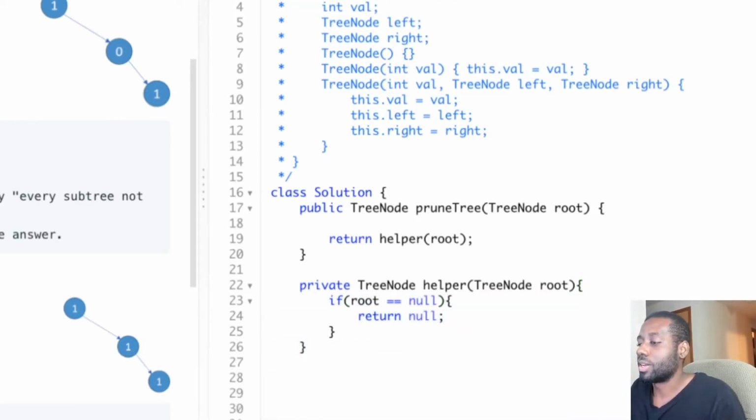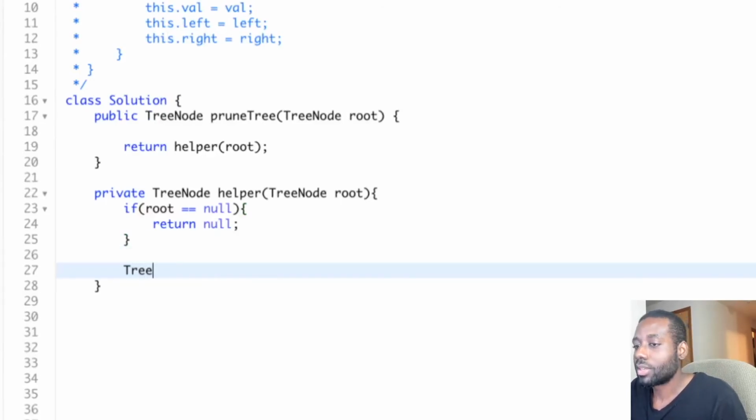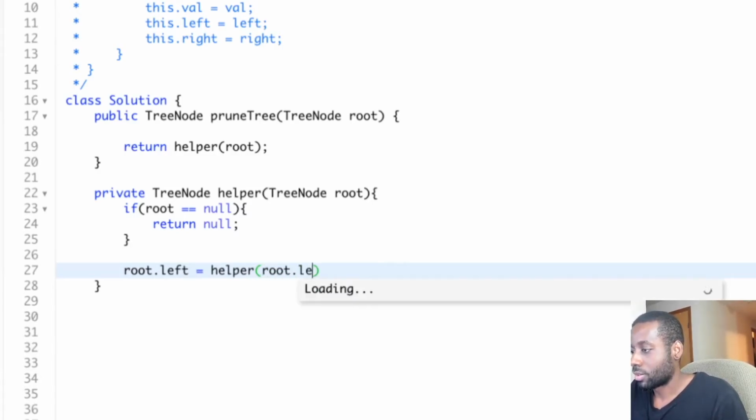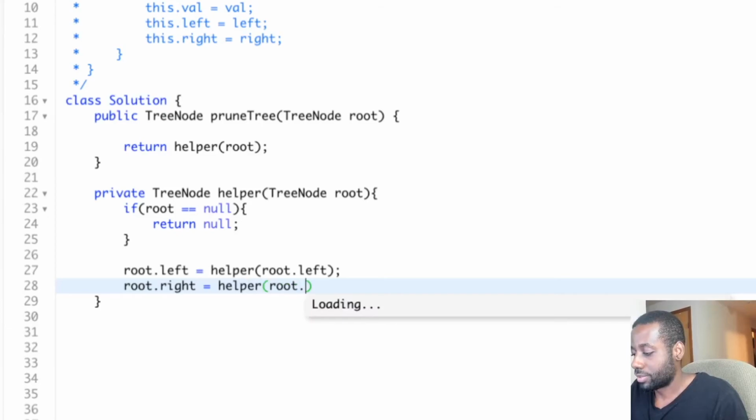And then if it's not null, what are we gonna do? If the left side, we're gonna say, all right, cool, it's gonna equal to the helper, so we're passing on the left side. We're gonna get either a null or an actual reference. And we do the same thing for our right.